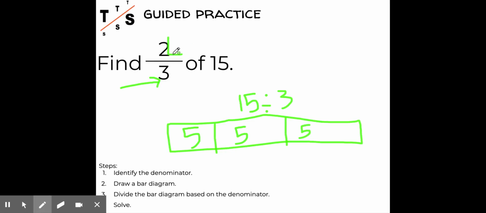I need to solve based on this numerator. I have 2/3. So 5 plus 5 is equal to 10. So 2/3 of 15 is 10.